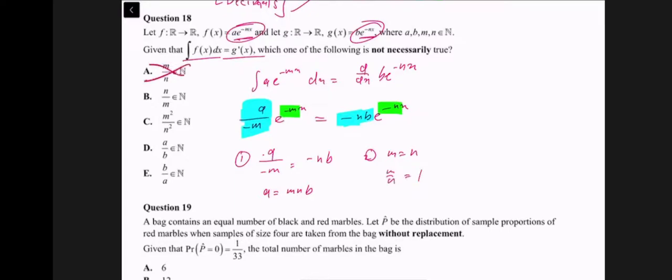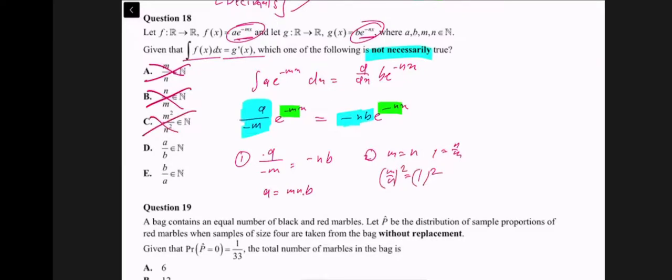So that's not A, because it's asking for which is not true. If we do n on m, so 1 equals n on m. Again, still 1, so it's not B. M squared on n, if we square this, it's still 1. So again, C is not true.